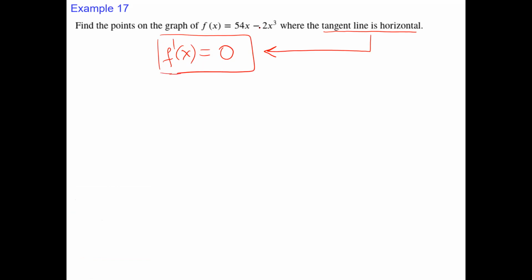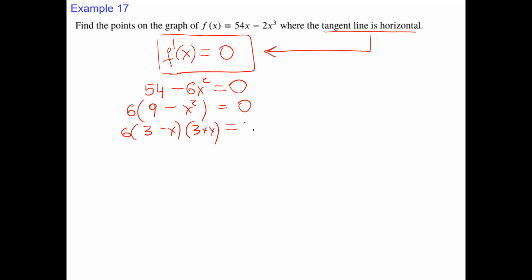Let's try. Derivative of 54x is just 54. Derivative of 2x cubed is 6x squared. This has to be 0. We can try to factor out 6. I think this will be 9 minus x squared, and we will factor. Now we can see x equals 3 or x equals negative 3. Both of them are in the domain of the function. Then yes, at these points the tangent is horizontal.